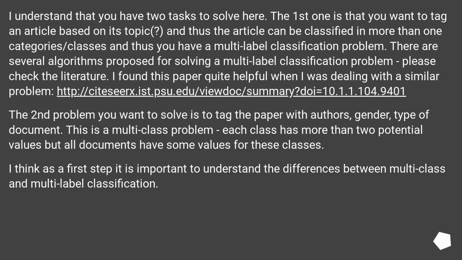This URL. The second problem you want to solve is to tag the paper with authors, gender, type of document. This is a multi-class problem. Each class has more than 2 potential values, but all documents have some values for these classes. I think as a first step it is important to understand the differences between multi-class and multi-label classification.